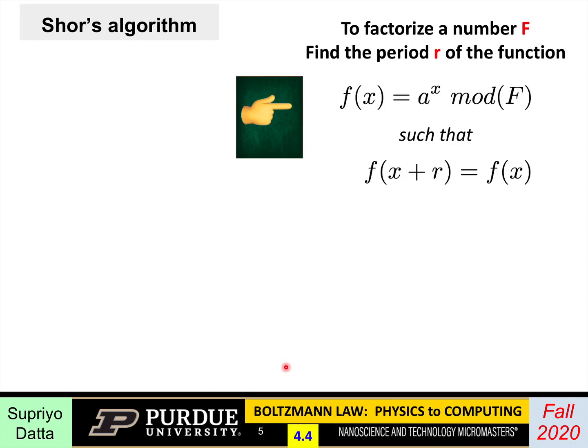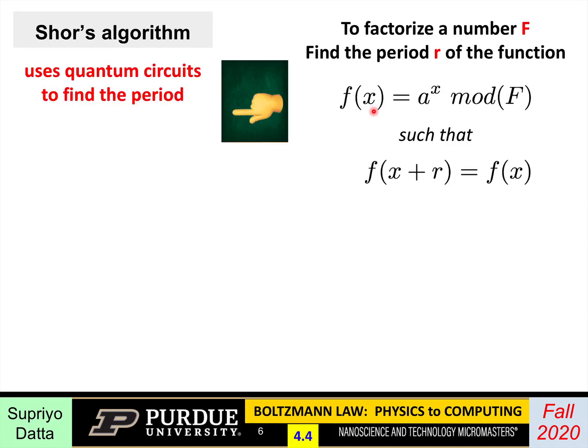Now, the way this works is, supposing I want to factorize a number f, then the first step is to find the period r of the function a to the power x mod f, where a is a number you can choose arbitrarily, any number you want, and what you want to find is the period of this function. So let's look at an example, and that would make it clearer.